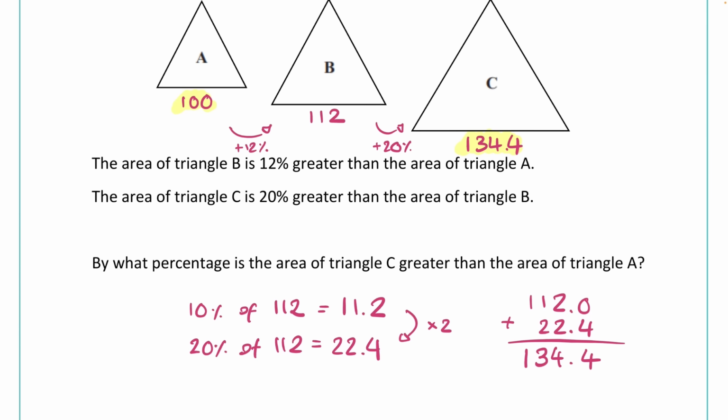Now, had I started with a different starting number, I might have had an easier way of getting that 20%.